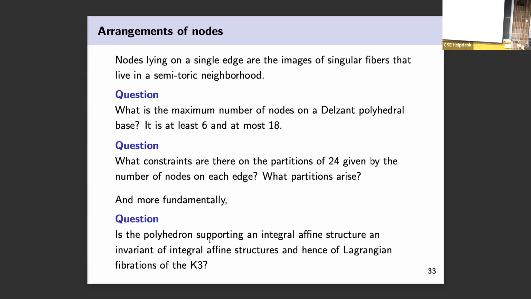And then you could just ask more generally, what kind of constraints are there in terms of how these 24 nodes are sprinkled around on edges? What kind of partitions can you get?